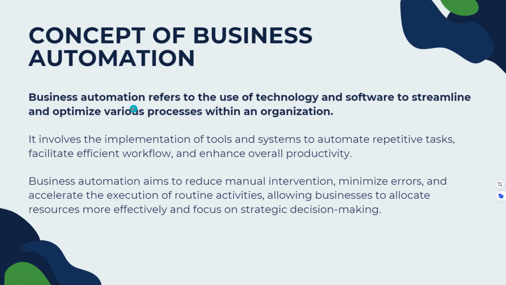So I'll start. What is business automation? By definition, business automation refers to the use of technology and software to streamline and optimize processes within an organization. It involves the implementation of tools and systems to automate repetitive tasks. Basically, business automation is all about making repetitive tasks in your business faster, because if a task can be repeated many times, it can be automated as well. It can be done faster.